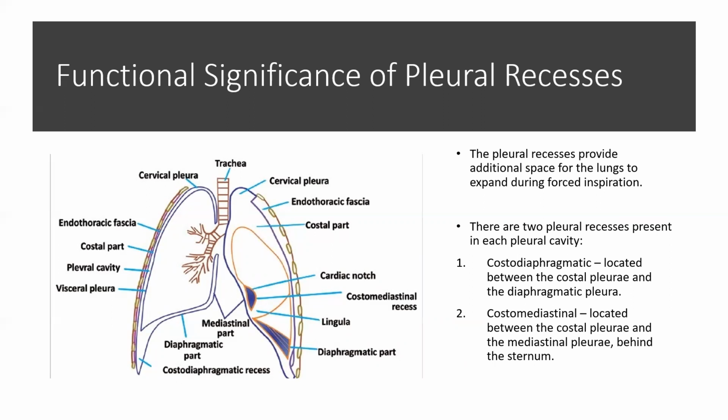Then you have the costomediastinal recess, which is the smallest, and it's found anterior at the sternal reflection, where the costal pleura is in contact with the mediastinal pleura. It is also important to note that this recess is larger on the left side, and that's because of the presence of the cardiac notch in the left lung.